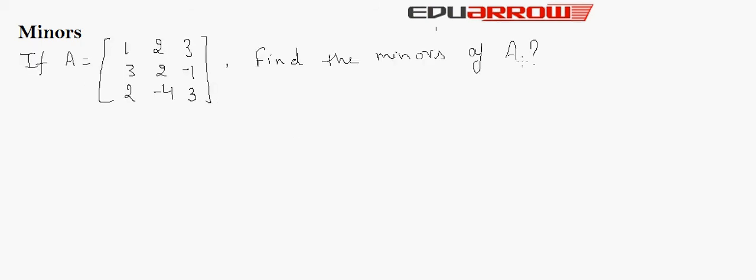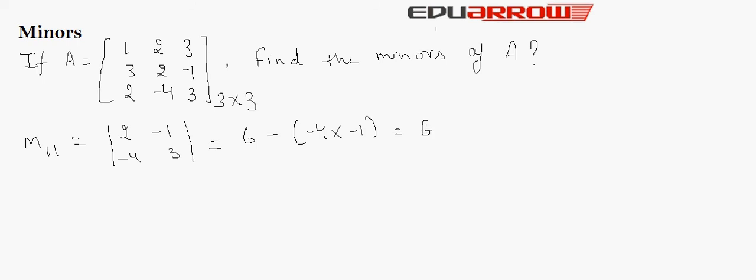Now let us see an example. In this question, there is a matrix A of order 3 by 3 and we have to find its minors. First, we will find the minor of element M11, first row and first column. This will be 2 into 3 minus minus 4 into minus 1, which is equivalent to 6 minus 4, which is equal to 2.